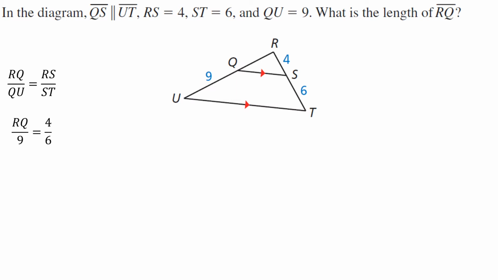All right? QU, of course, is 9. RS is 4. ST is 6. And hey, how did we start this whole unit? Cross multiplication, right? 6 times RQ equals 9 times 4. Of course, 9 times 4 is 36. So RQ has to have a value of 6. The length of RQ is 6.